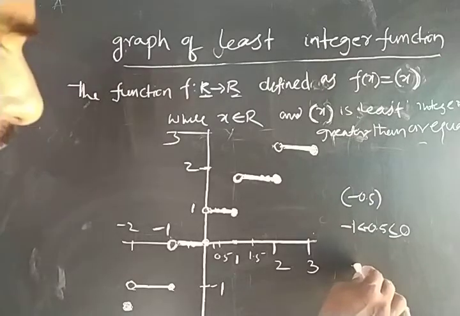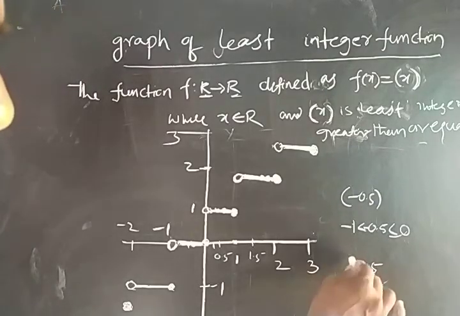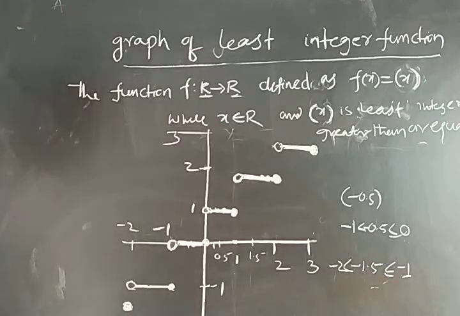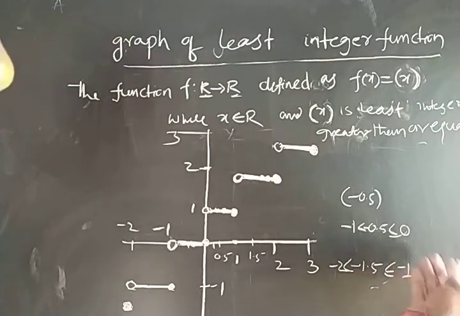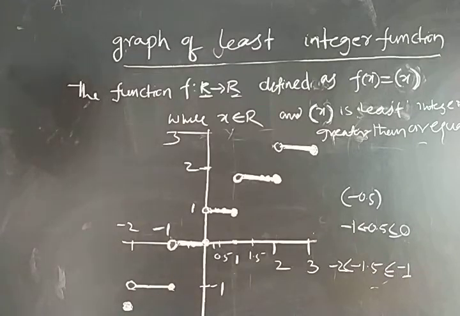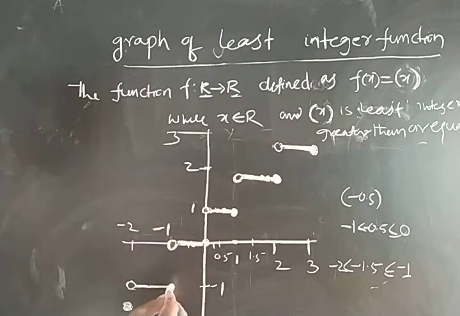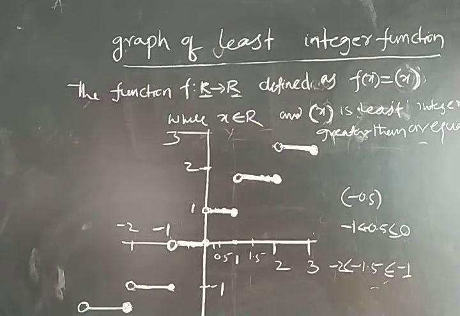Okay, why? Because suppose I am taking minus 1.5. Minus 1.5 lies between minus 2 and minus 1, the least integer greater than x is minus 1. So every value between minus 2 and minus 1 has the image minus 1. At minus 2 again, the image is minus 2, right? From minus 2 to minus 3. So this is the graph of the least integer function.